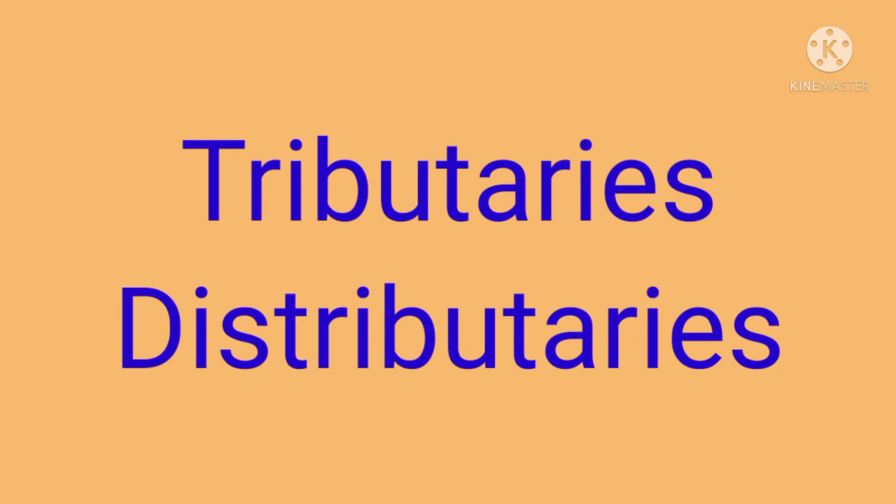Next we learnt about tributaries and distributaries. Tributaries are nothing but small streams and rivers from different places that join the main river. Those are called tributaries, children. But distributaries means when the main river breaks in the middle, different streams are formed. These are called distributaries.